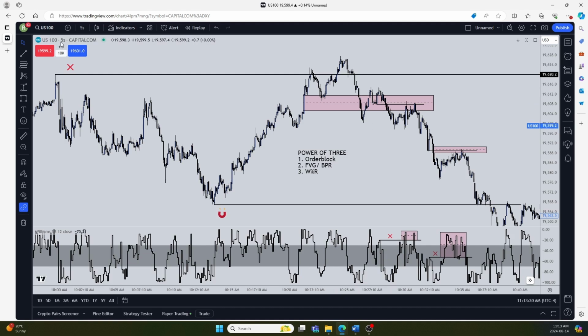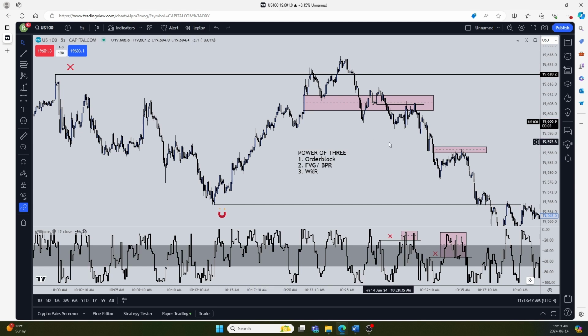So this is NASDAQ, or US 100, on the 5-second chart. This price action just unfolded. It is currently 11:13 in the morning, and this fractal here was at the end of the macro at 10:10.